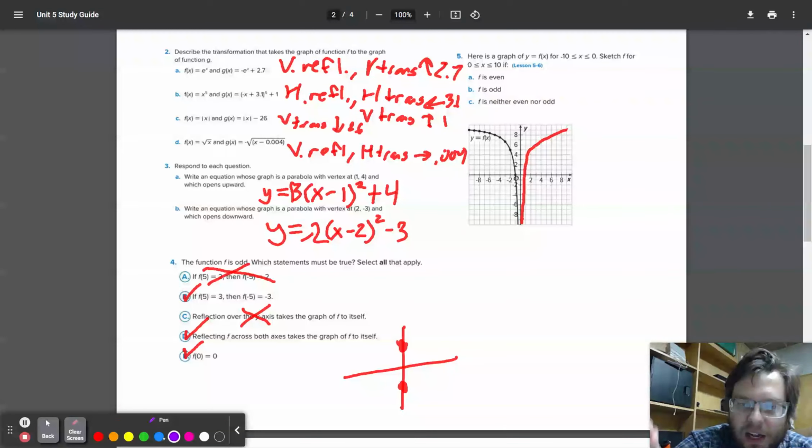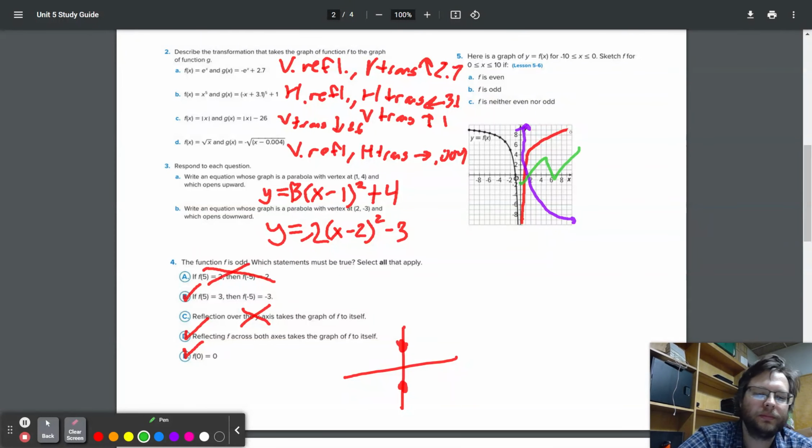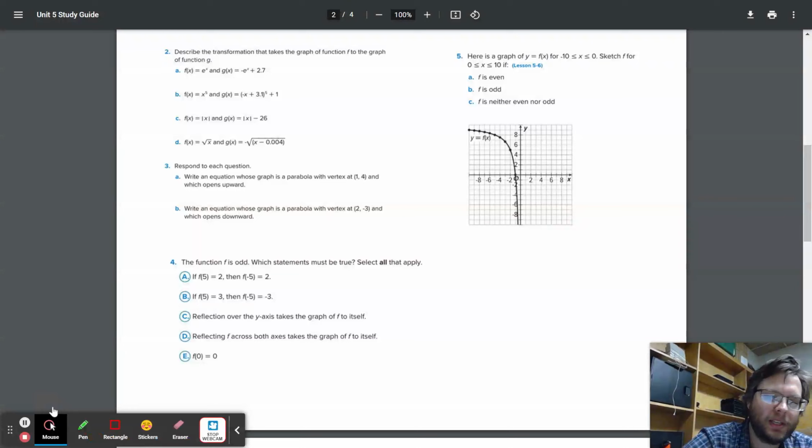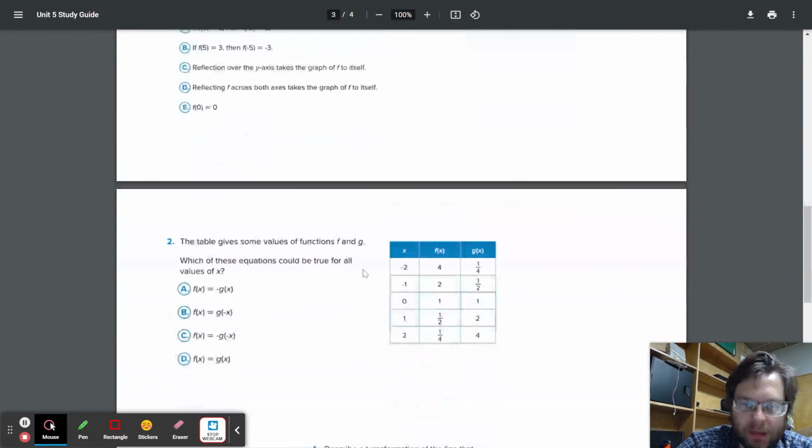If f is odd, then it's going to be the vertical flip of that. If f is neither even or odd, then I can do whatever I want on that side. Okay, again, let me know if things are confusing. Happy to help out.